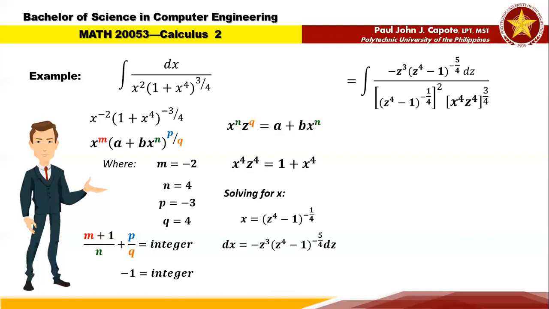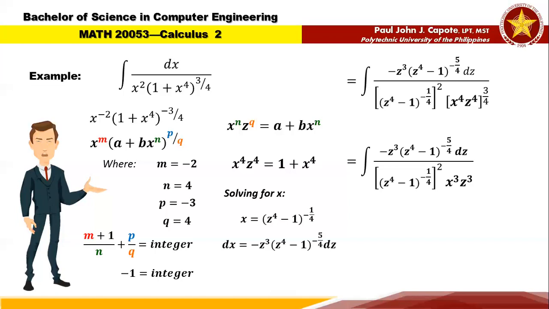The value of 1 plus x raised to the power of 4 all raised to the power of 3/4. So what happened here? In the denominator, we simplify first that quantity: x raised to the power of 4 times z raised to the power of 4, all raised to the power of 3/4.